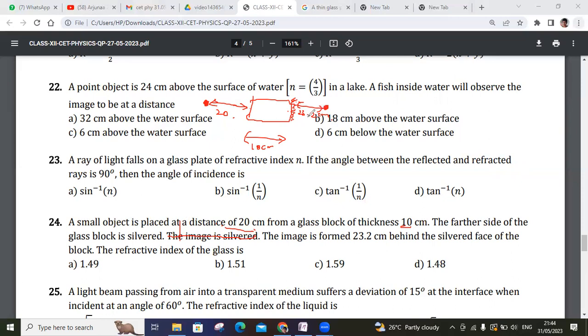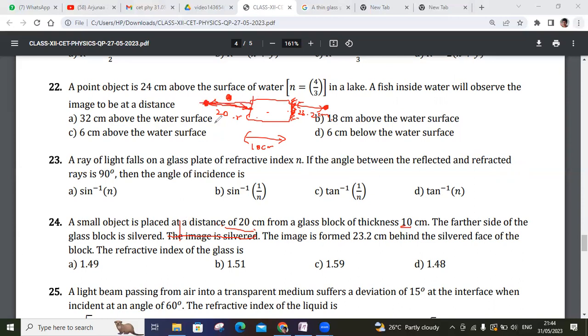What is the refractive index of the glass? So this is the image formed. If your eye is here, you will see the final image here. Now how to do it? They are asking the refractive index of the glass. Before the mirror, see the light ray from the object will come like this. Here it is going from rarer to denser, and it bends towards the normal.